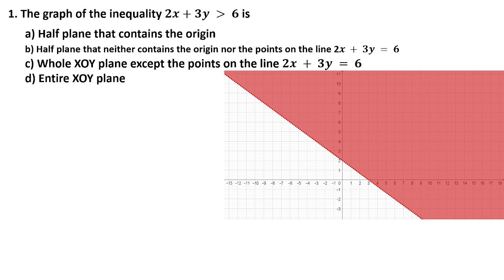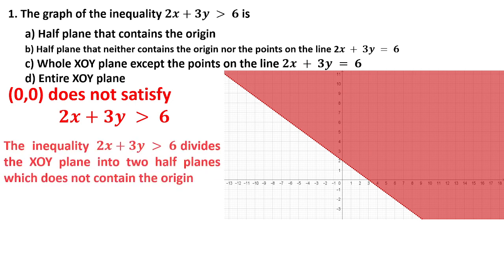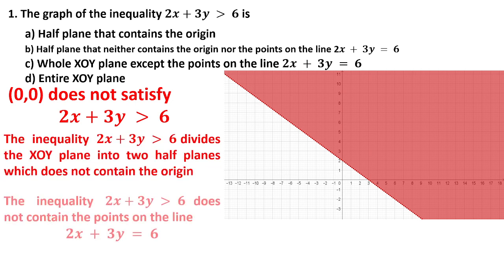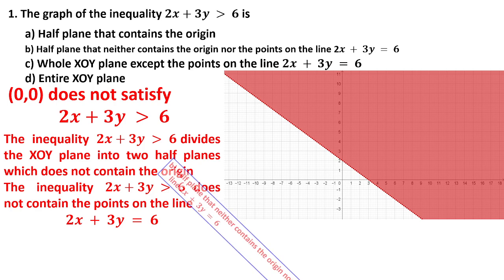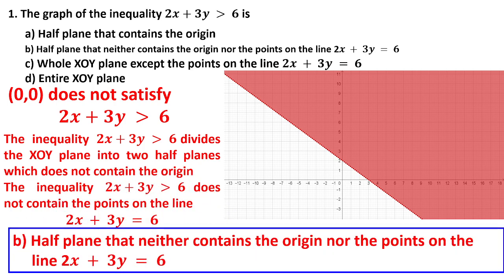But the whole xy plane cannot be the correct answer, and the entire xy plane cannot be the correct answer, because an inequality will always divide the plane into two half planes. Now, therefore, 0 does not satisfy, and the inequality divides the plane into two half planes. Therefore, the inequality does not contain the points on the line. Therefore, option B is the correct option.